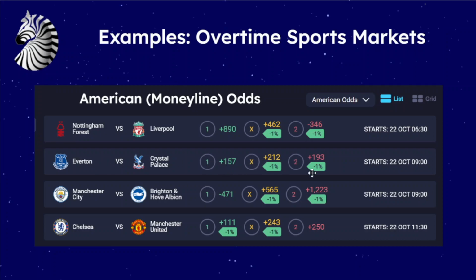Now, the other way around, if I'm buying for the underdog, Crystal Palace here, I would have to spend $100 on this position. Crystal Palace wins, and then I can come back and claim $293. So that's a $193 profit.